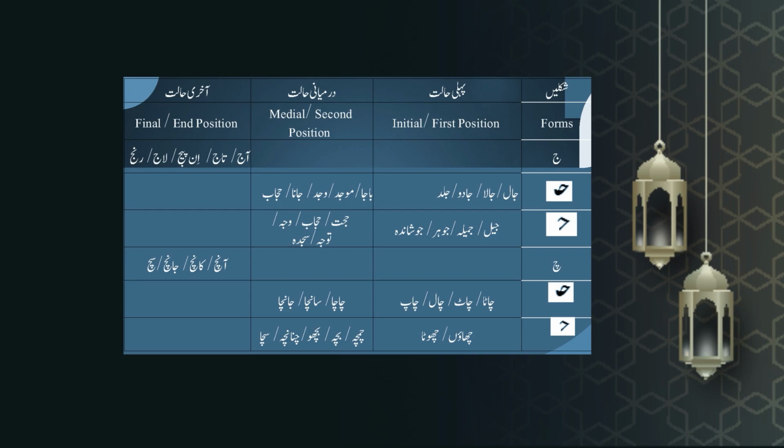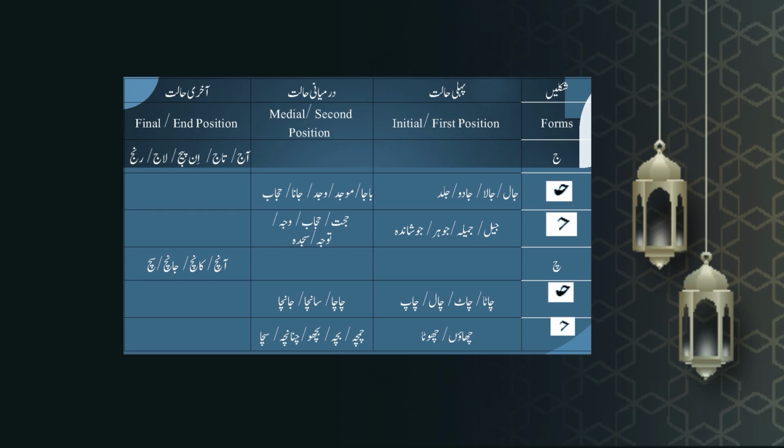Now we can see the examples of Che. You can say it has also two forms, similar forms. This group has similar forms. Now we will see the examples in its initial position: charta, chart, chal, chop. You can also observe here that this form, when it comes with alif, also encircles itself. Second is in its medial or second position: chacha, sancha, chancha. The second form: cham, chota.